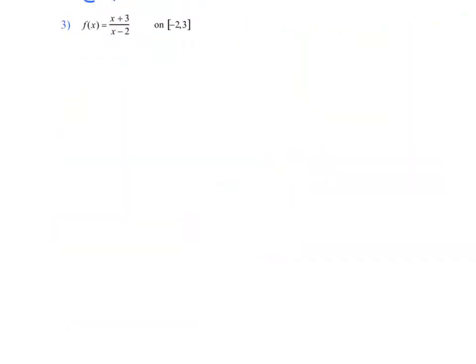Okay, so taking a look at this third one, it's a rational function, and we want to be really careful with our domain for rational functions. So f of x equals (x plus 3) over (x minus 2).